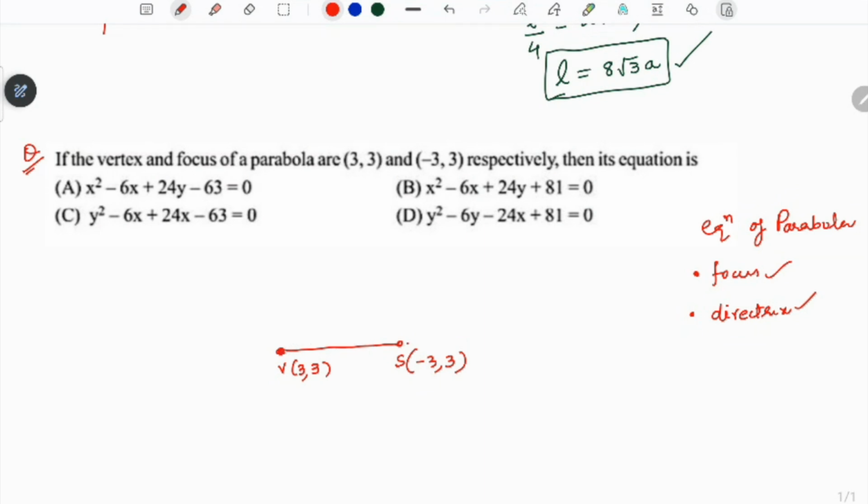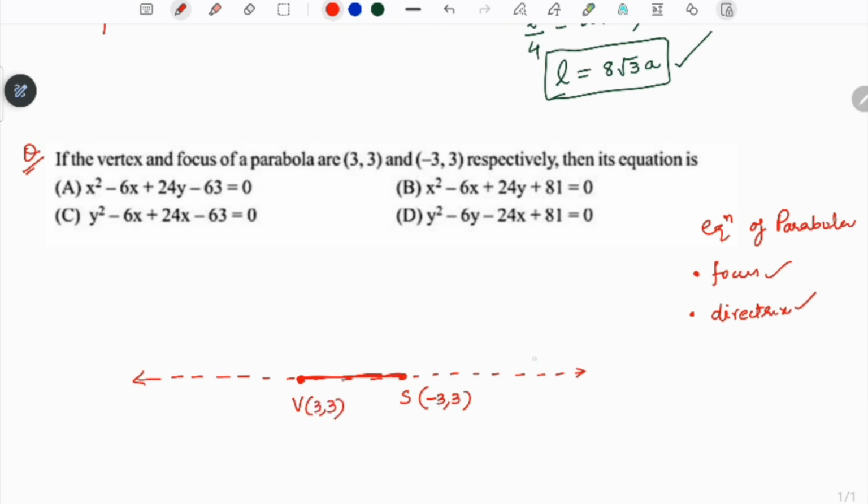Okay, what is this line, by the way? This line joining vertex and focus. What is that line? For the parabola, it will be axis. Axis, right? Why am I drawing like this? This is vertex and this is focus. The line joining vertex and focus, that is axis. Okay. What about getting foot of the directrix?